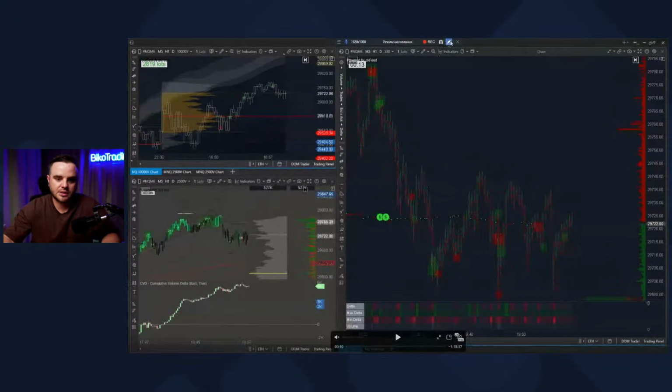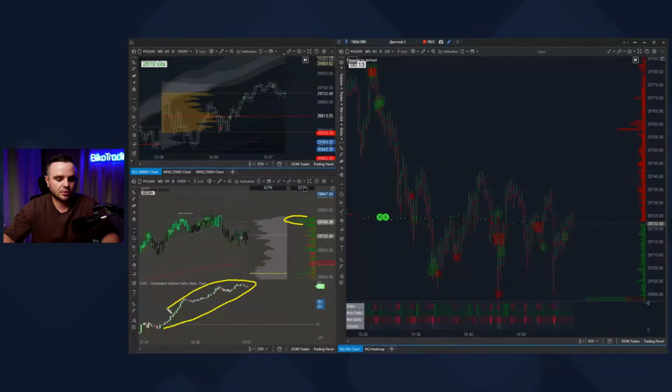As you can see, the delta profile was just huge. There also was a huge cumulative delta rise. There were a lot of limit orders, as you can see, and after that, price did a several-day trend from this area, which I will show to you soon, and I will show you how you can take it as a trade.